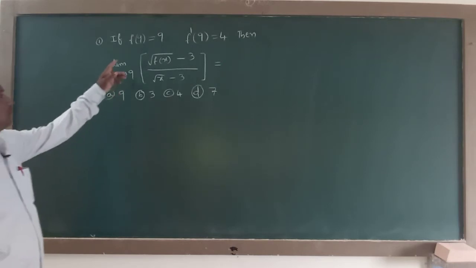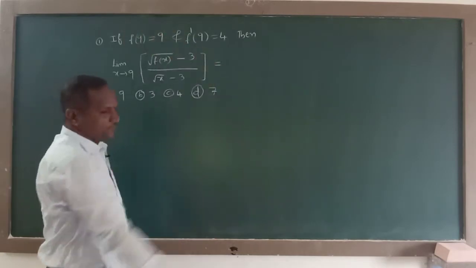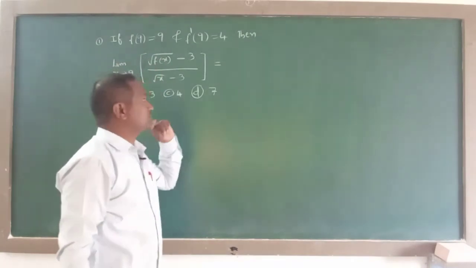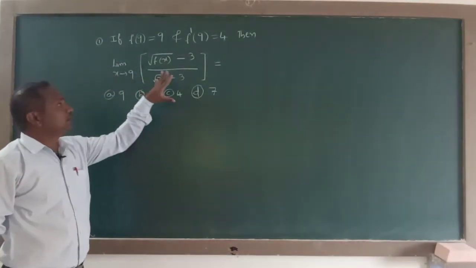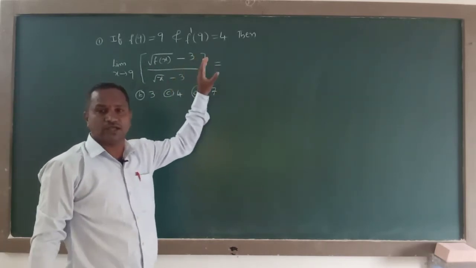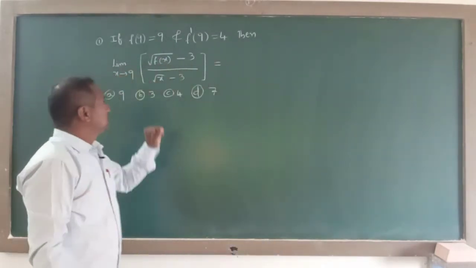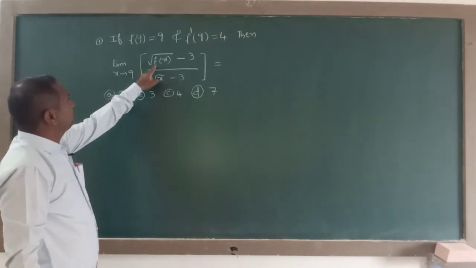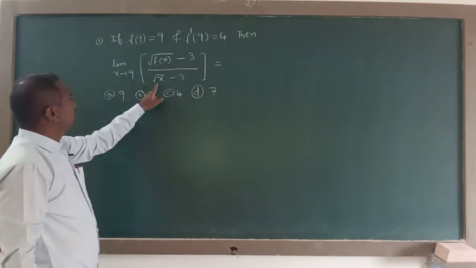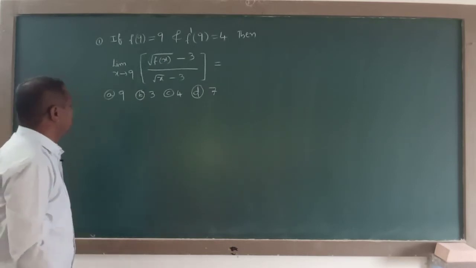They give some values here: f of 9 is equal to 9 and f dash of 9 is equal to 4. Then what is the evaluation of this limit? If you can evaluate this limit with the help of those two values, how much are we going to get? Now we'll discuss that. See, if you directly substitute f of 9 as 9, square root of 9 is 3, 3 minus 3 is 0. Here also square root 9 is 3, 3 minus 3 equals 0. It approaches a 0 by 0 form.